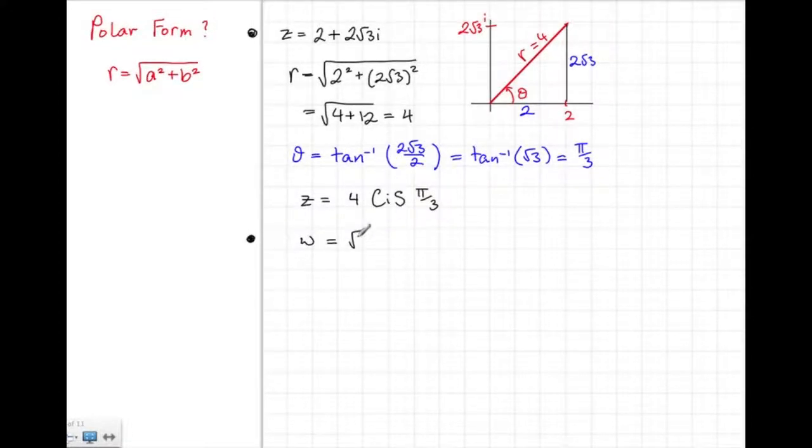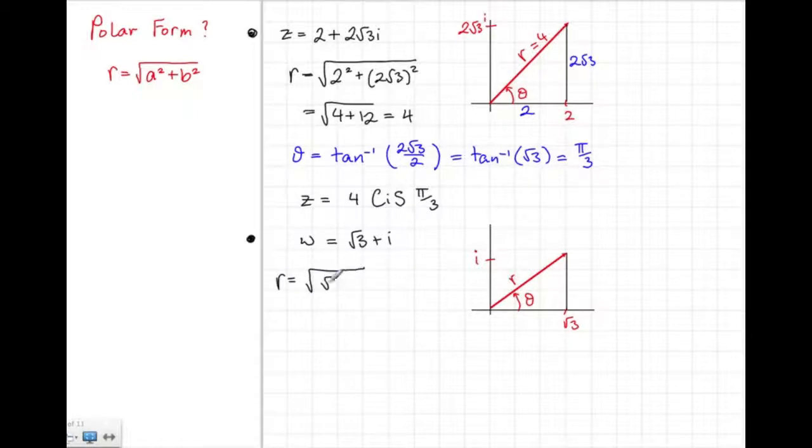In the question, w in Cartesian form is root 3 plus i, and we want to put this in polar form. So firstly we need to figure out the modulus and the argument. We draw a quick sketch. Again, it's in the first quadrant, so we mark off root 3 on the x-axis and i on the imaginary y-axis, and sketch the little triangle. We want to know r, the modulus, and theta, the argument of this complex number.